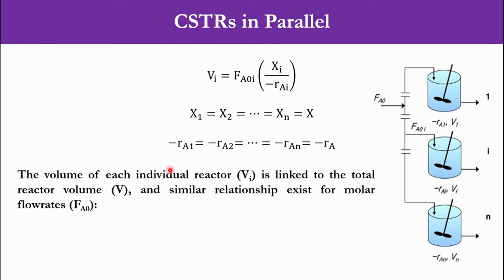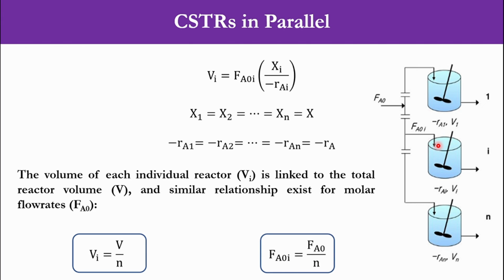Now the volume of each individual reactor is linked to the total reactor volume, and a similar relationship exists for molar flow rates. What does that mean? That Vi is equal to the single V divided by n, the number of reactors. If we want to calculate one reactor volume, it will be the total volume divided by the total number of reactors connected in parallel, and the same goes for FA0i: the total flow rate divided by the number of reactors. For example, if there are two reactors, the flow rate will be halved, and in the same way the volume will be halved.